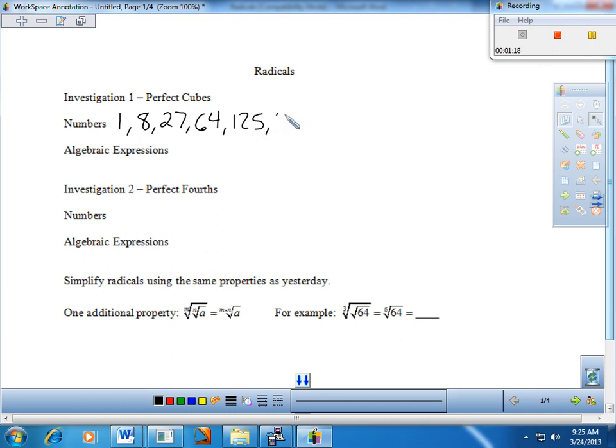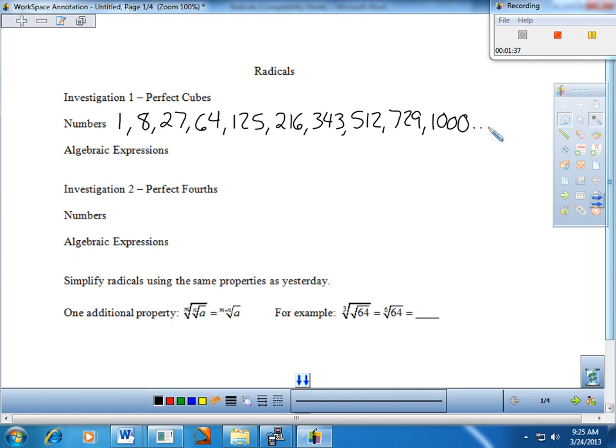5 cubed, 125. 6 cubed. How does 216 sound? 7 cubed, up to 343. 8 cubed, 512. 9 cubed, good one right there, 729. 10 cubed, 1,000. You know, and a little dot, dot, dot on that. I have a feeling we won't be seeing too many larger numbers. But again, should be able to recognize some of those perfect cubes.